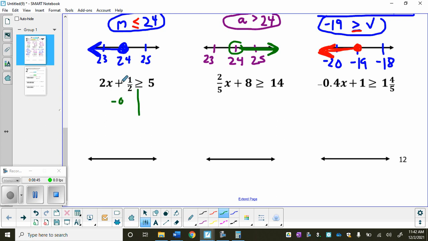And so if you have a positive 0.5 right there, you're just going to do minus 0.5 on both sides, minus 0.5. So a half minus a half cancels out. I'm going to bring down my 2x. 5 minus 0.5 is 4.5. Now we're going to divide by 2. It is not a negative coefficient, so I'm not going to flip my symbol. I'm going to leave the symbol the same. I got a greater than or equal to.